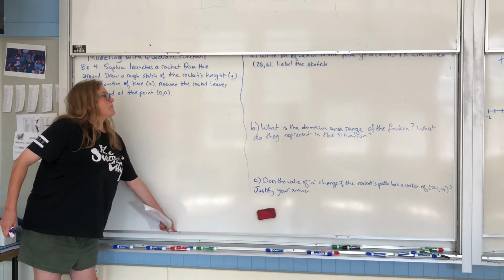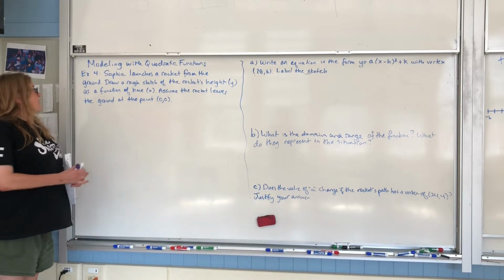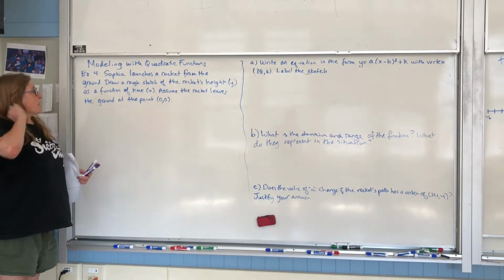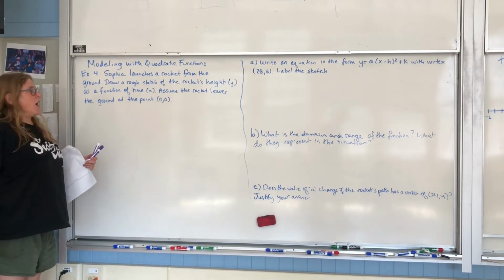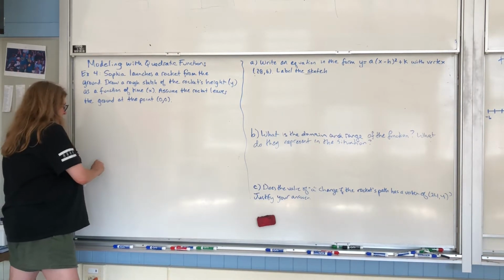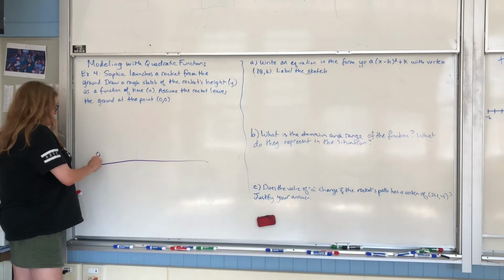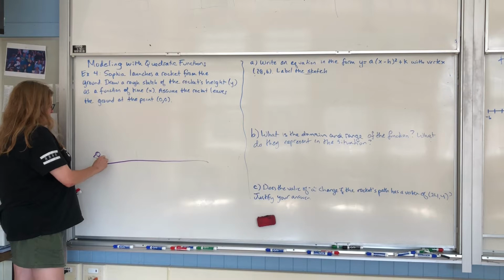It's a word problem. Okay, so let's read this problem. It says, Sophia launches a rocket from the ground. Draw a rough sketch of the rocket's height, y, as a function of x. Okay, so I'm going to draw the rocket. So guys, I'm a terrible artist, just to give you a heads up. This is Sophia right here. And here's the rocket.